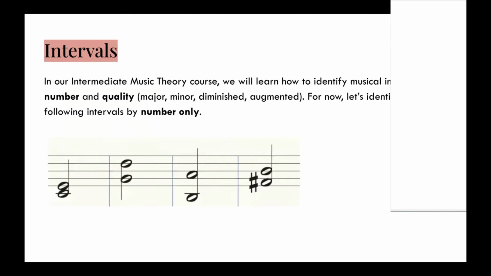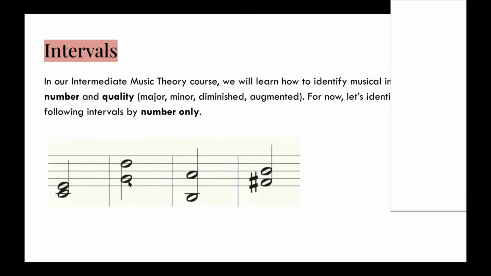Okay, yeah, so we'll have more of those accidental activities in your homework for this week. So let's go on to intervals. In our intermediate music theory course, we will learn how to identify musical intervals by number and quality, which is major, minor, diminished, and augmented. And it's totally fine if you don't know what those mean yet. We'll learn that, I think, in our 4th lesson. So for now, let's identify the following intervals by number only.